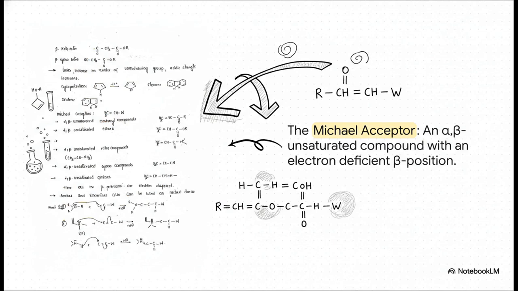Okay, now for our target, the Michael acceptor. This is an alpha-beta-unsaturated compound. See that letter W on the diagram? That stands for an electron withdrawing group, something like a carbonyl. And its job is to pull electron density towards itself, right away from that double bond. And what that does is it makes the beta carbon, the one further away, really electron poor. And that creates the perfect bullseye for our donor to attack.